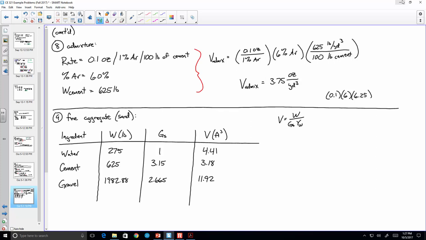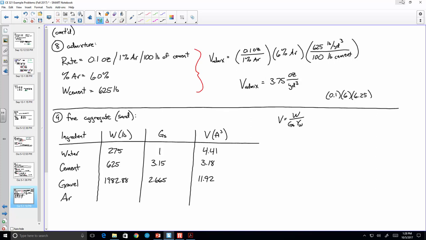11.92. Okay. Now, obviously there's sand that goes into the mix, but there is one more ingredient that generates volume, and that's the air, essentially. Air obviously doesn't have a weight. So the way we're going to determine that is we say, in one cubic yard, there's 27 cubic feet. How much percent of that volume is air? 6%. So, what's 27 times 6%?